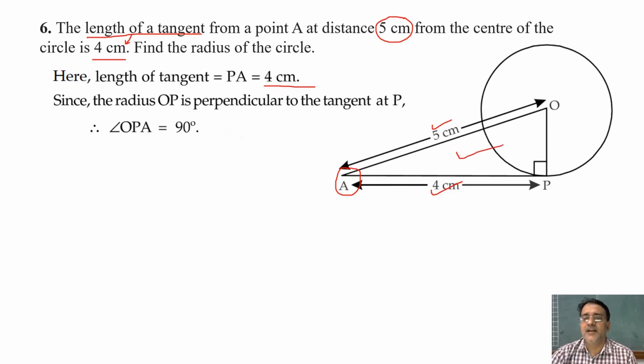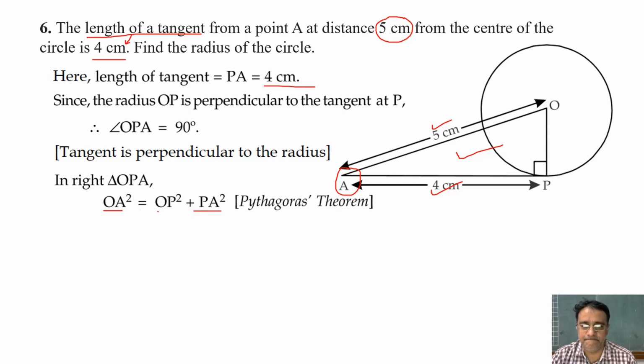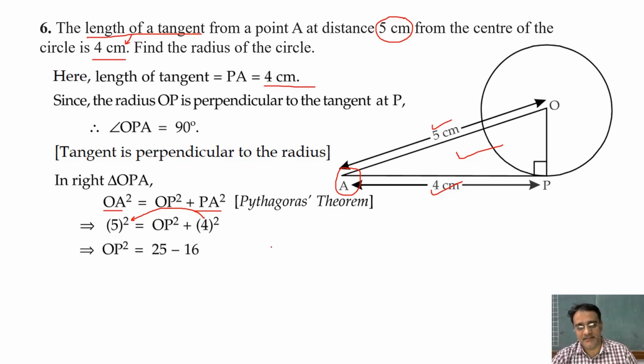So we can apply Pythagoras theorem. If you apply Pythagoras theorem, you will get OA square is equal to AP square plus OP square. Now substitute the value of OA, 5 centimeter, AP, 4 centimeter, and we need to find OP. Okay, shift 4 square to this side, or do 25 minus 16, you will get 9. So what is the final value of OP? 3 centimeter. Right, 3 centimeter. So any doubt in this question?